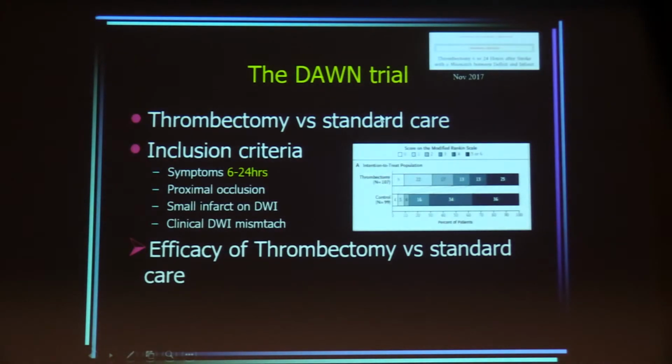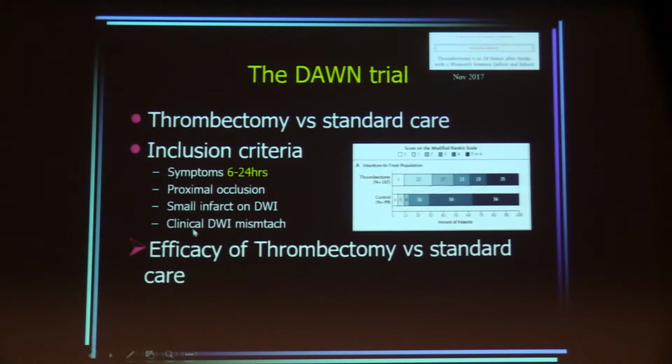About the clinical diffusion mismatch, I'm talking about that because of the DAWN trial that was recently published, and if you didn't hear about that, I would like to present briefly this study because it's an important one. It compared thrombectomy versus standard care, and what's interesting is that the symptoms were between 6 and 24 hours. That means we are going to extend the indication of treatment up to 24 hours. Patients had to have a proximal occlusion, a small infarct on diffusion-weighted lesion. I'm not going to enter into details, and a clinical diffusion mismatch. That's what I was talking to you about on the slide before.